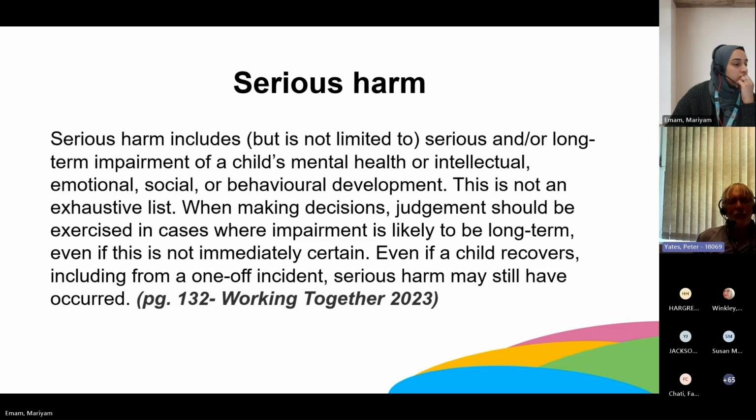When making decisions, judgment needs to be exercised in cases where impairment is likely to be long-term. And that's often some of the issues we're faced with when we're deciding whether a child safeguarding practice review should take place or not. Even if a child recovers, including from a one-off incident, serious harm may still have occurred. So that's very briefly an overview of what a child safeguarding practice review is, when we do one, and around the serious harm.